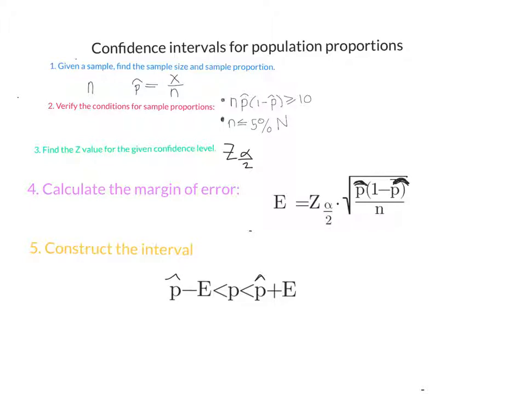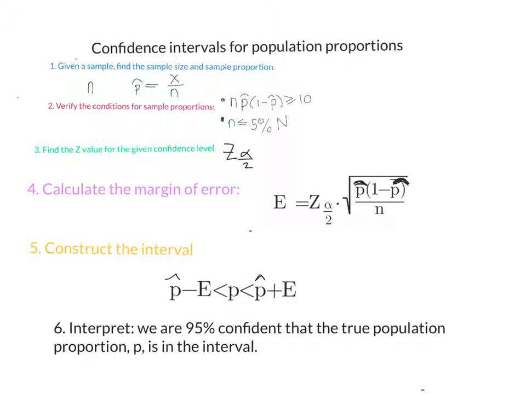Now, after we construct our interval, the last thing we need to do is interpret this. When we go to interpret this, step 6, we just say, we are 95% confident that the true population proportion, p, is in the interval. And that percentage is going to change based off of whatever your confidence level is. So let's take a look at one example of this.